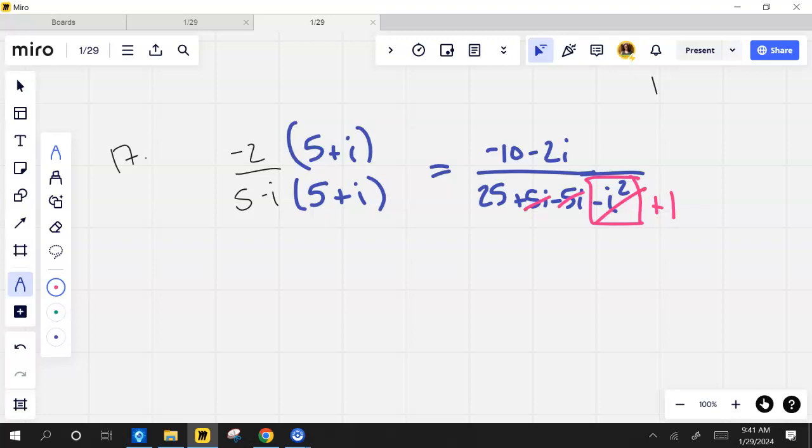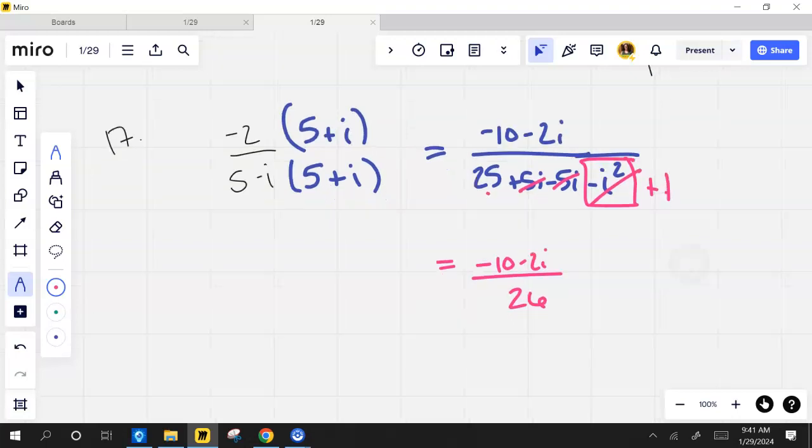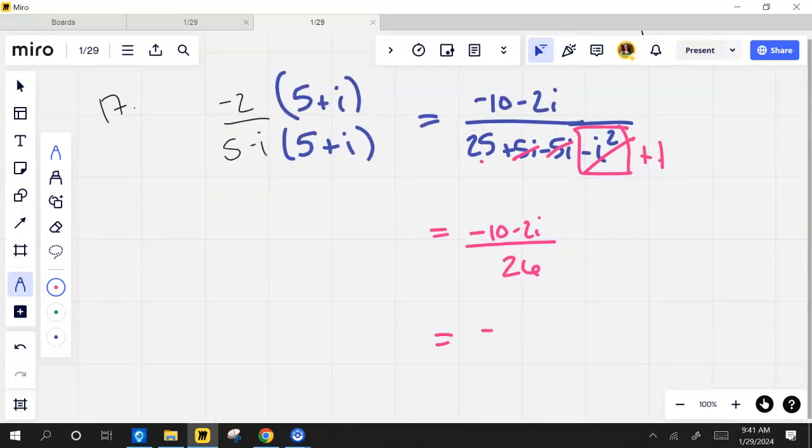And so now up top, I end up with -10 minus 2i over 26. And because I can divide every single one of them by 2, I can simplify that just a bit further and make this -5 minus i over 13.